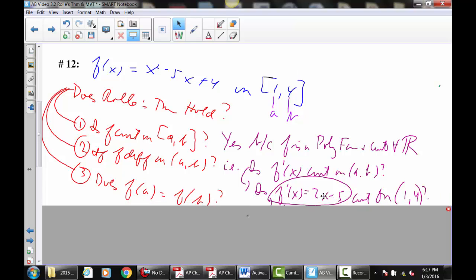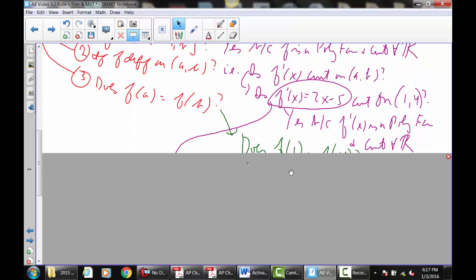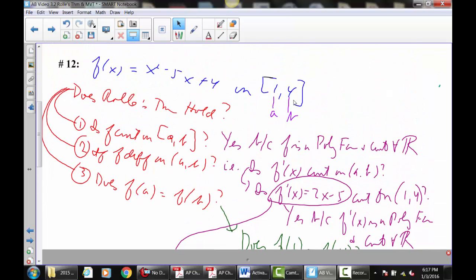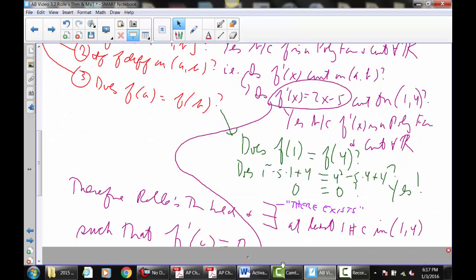Well, f prime of x is 2x minus 5, which is a polynomial function, therefore continuous everywhere. Third question, does f of a equal f of b? Well, a is 1, b is 4, so actually plug them in and see what you get. Turns out that f of 1 and f of 4 are both 0.